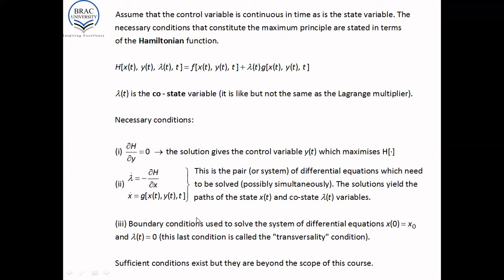The boundary conditions used to solve the system of differential equations are x of 0 is equal to x naught, usually of some positive value, and lambda of T is equal to 0. This last condition is called the transversality condition. And while these are necessary conditions, there are also sufficient conditions, but they are beyond the scope of this course, so we will not discuss them.